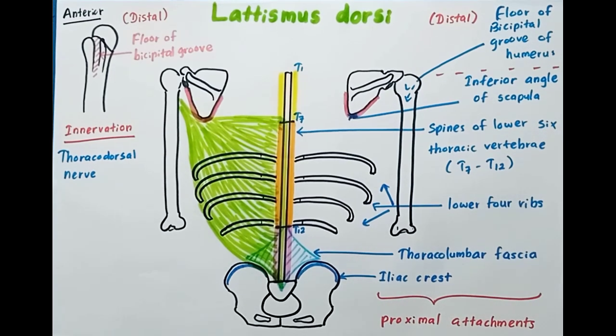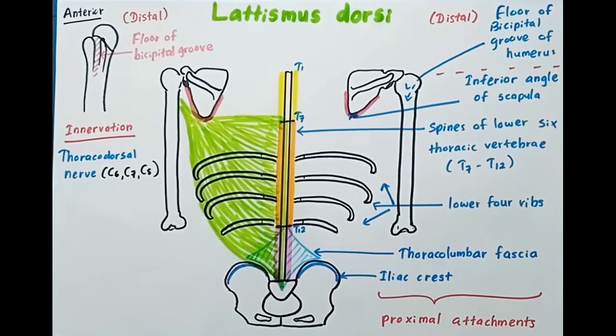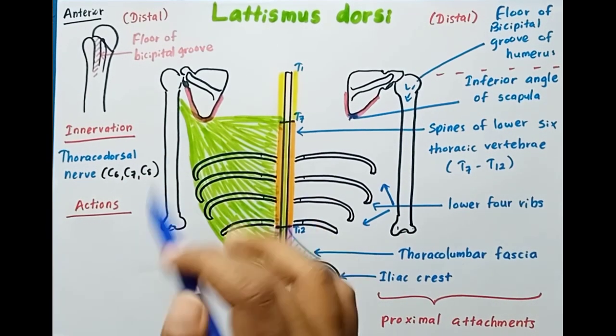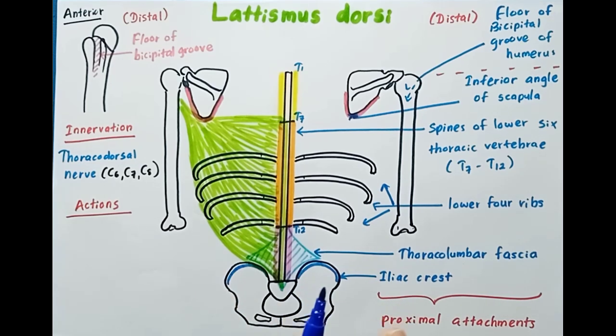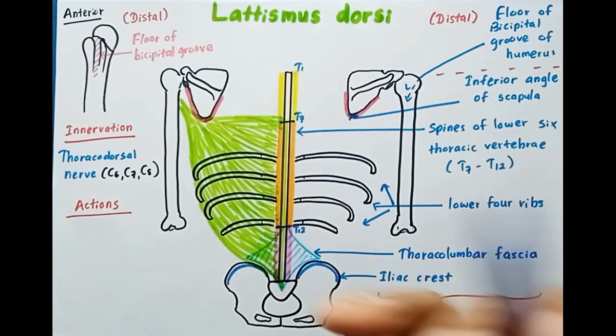So now let's talk about the innervation of this muscle. This muscle is innervated by thoracodorsal nerve. The roots of these muscles are C6, C7 and C8. And now let's talk about the actions can be done by this muscle. So this latissimus dorsi muscle is involved in several actions primarily affecting the shoulder joint.